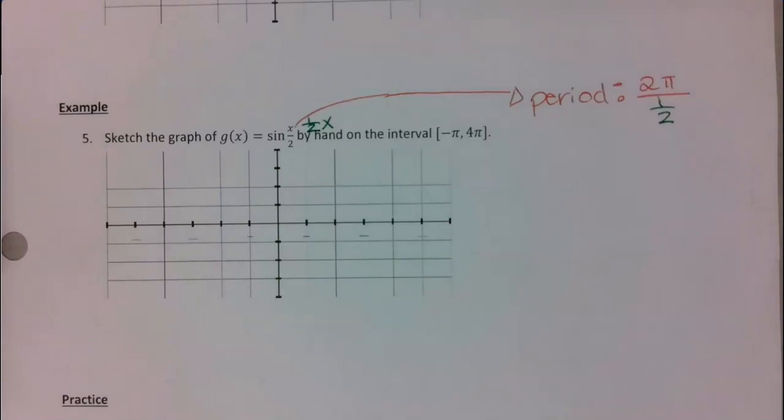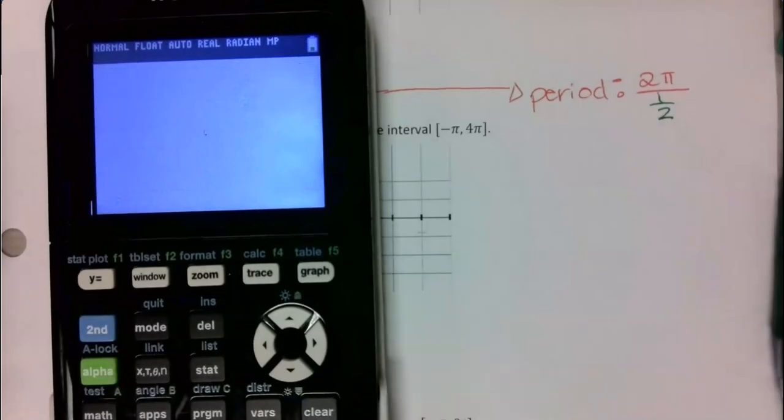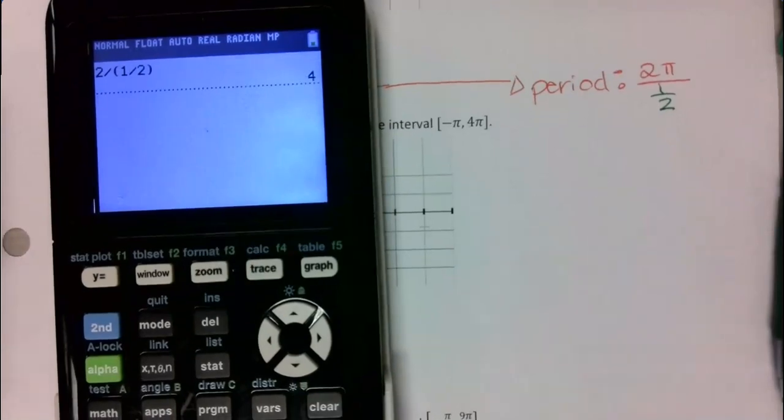Okay. So what is 2 pi divided by 1/2? Pi. No. 1. No. That's okay. You can do it yourself. Right? You got it. So I know if I'm just dividing 2 by 1/2 on my calculator, it should give me 4. Okay, so what I want to do is, I got 4.